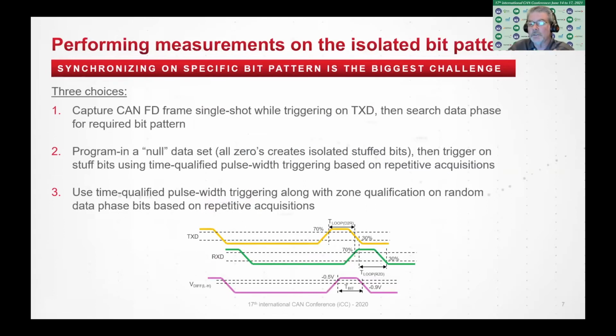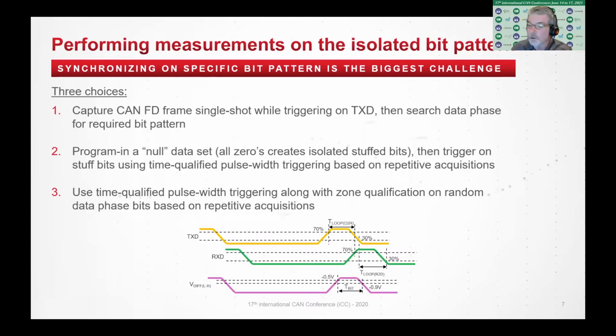So how do you synchronize? If you're making these measurements with an oscilloscope, how do you actually synchronize on this bit pattern? This is really the heart of this part of the presentation. I see that you have 3 choices. Number 1, you could capture an entire CAN FD frame on the oscilloscope, single shot, then scroll through and in the data phase, look for that pattern and perform your measurements. The drawback of this method is that it's single shot and you can't get statistical information or dynamic information if there's any jitter or variations from measurement to measurement.